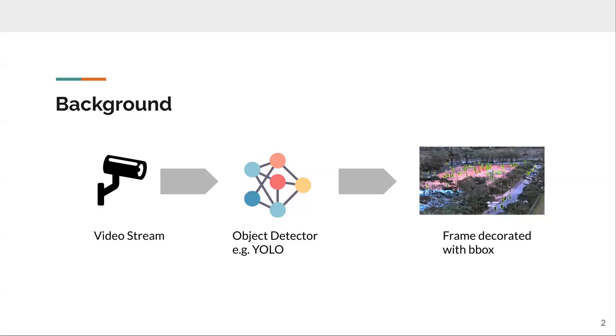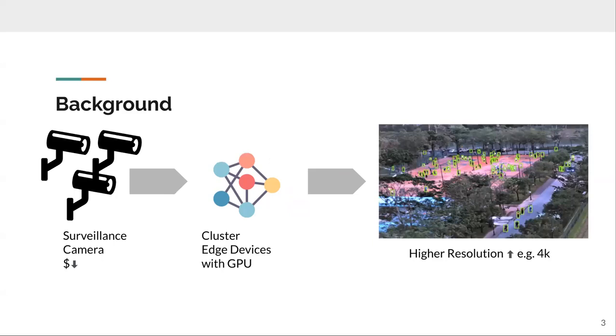We have video streams over the network, and we run object detectors on GPUs in remote clusters, and then we have the results from those object detectors, which are the frames decorated with bounding boxes. So nowadays, those surveillance cameras are becoming cheaper and cheaper, and we can see that there are more and more surveillance cameras deployed in our environment.